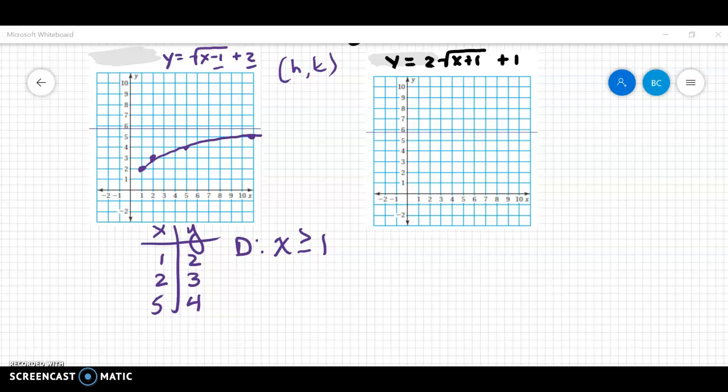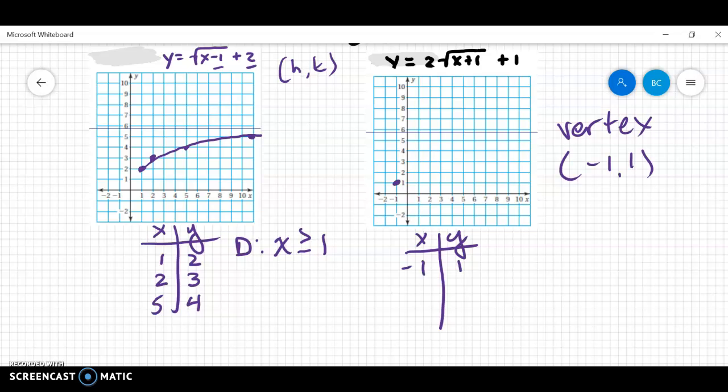I'm going to think about this as my vertex being negative 1, 1. And so that's going to be this point. That's going to be where I start. And I'm going to recognize that a equals 2. And because a equals 2, I know that I'm not following my normal pattern of up 1 over 1, up 2 over 4. So I want to make a little table and at least start my table to make sure I've got the pattern correct.